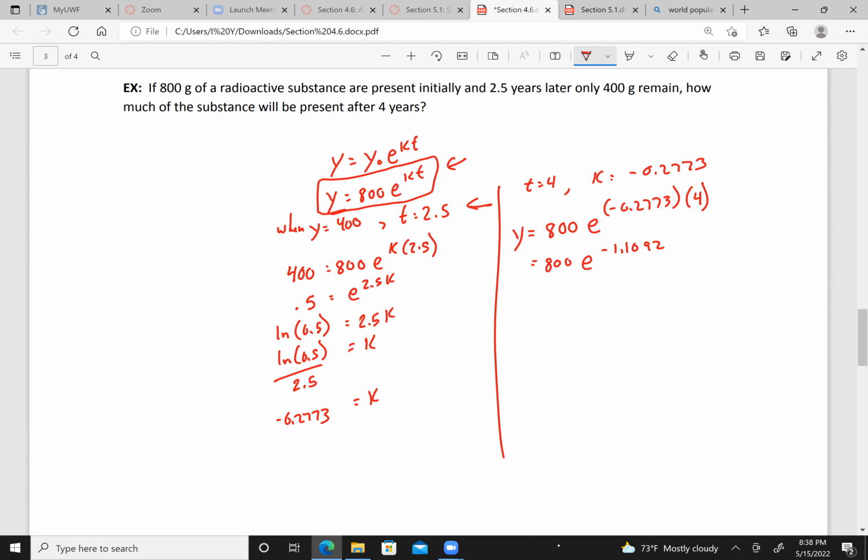equals 800 times e to the negative 1.1092. e to the negative 1.1092, and I get 800 times 0.3298, and that gives me 263.84 grams.